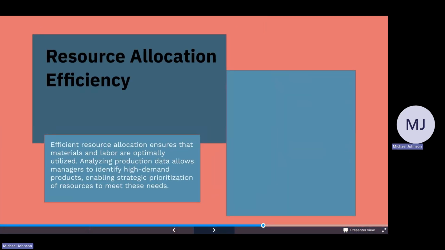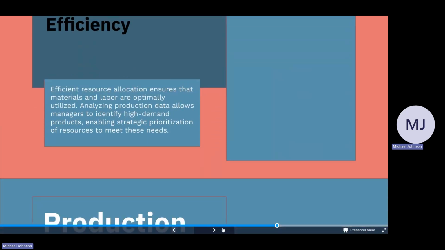Resource allocation efficiency. Efficient resource allocation ensures that materials and labor are optimally utilized. Analyzing production data allows managers to identify high demand products, enabling strategic prioritization of resources to meet these needs.